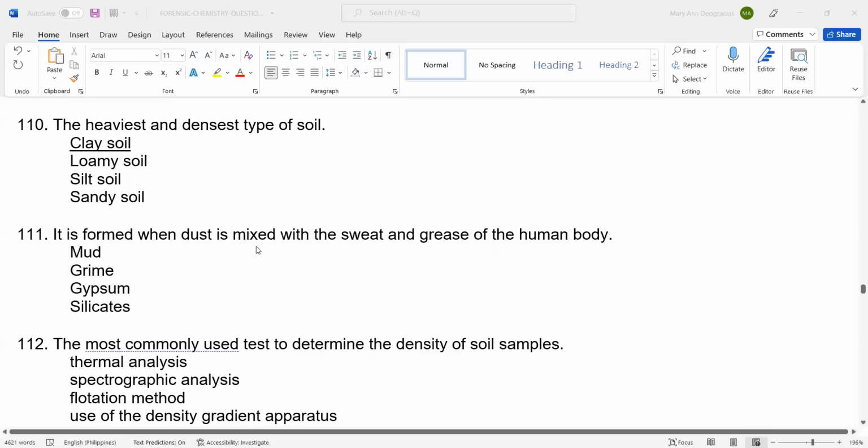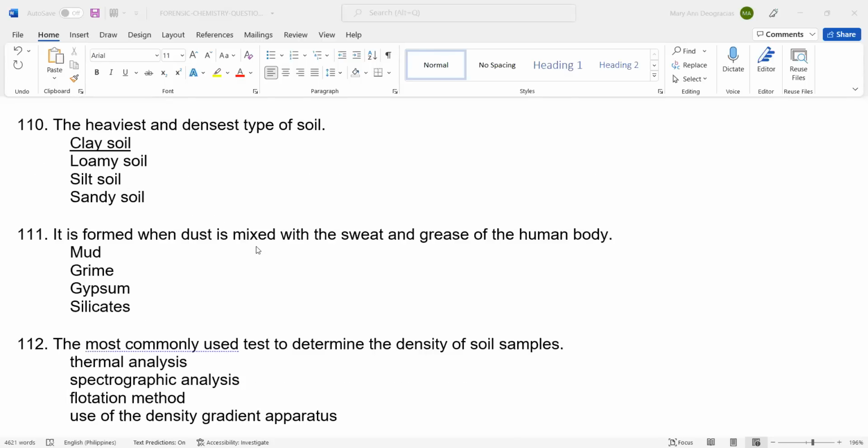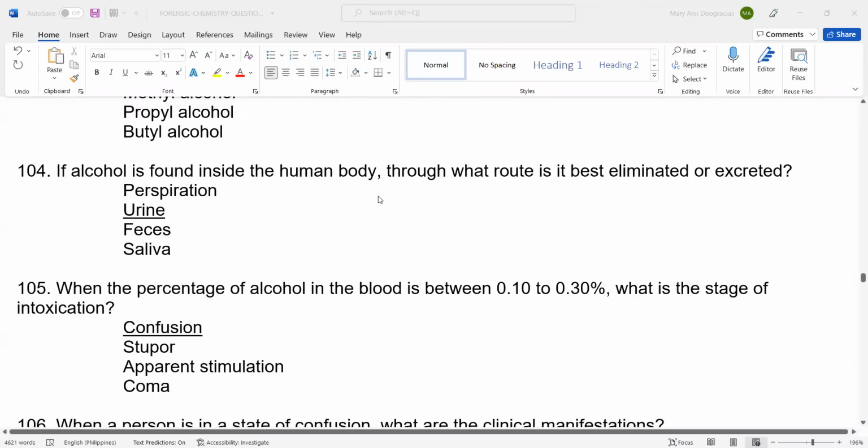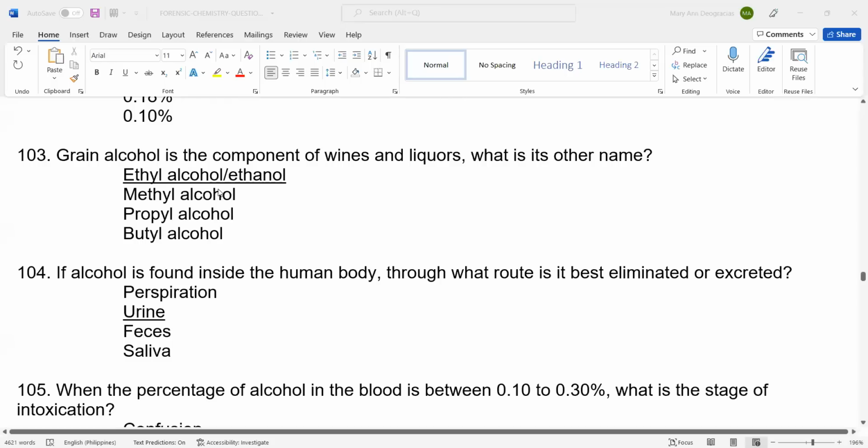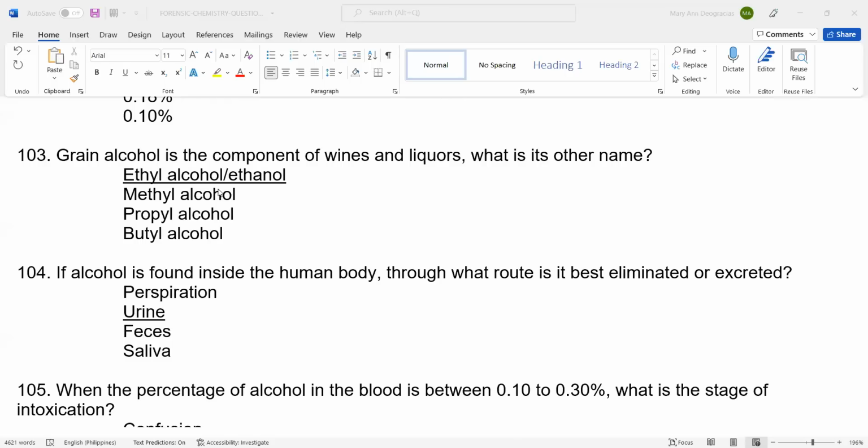Okay, 111. It is formed when dust is mixed with the sweat and grease of the human body. What's the answer? 103. Paano 103? Balikan natin si 103 daw. Ethyl alcohol or ethanol. Okay. Tapos, ano sagot nyo dito? 106. A.